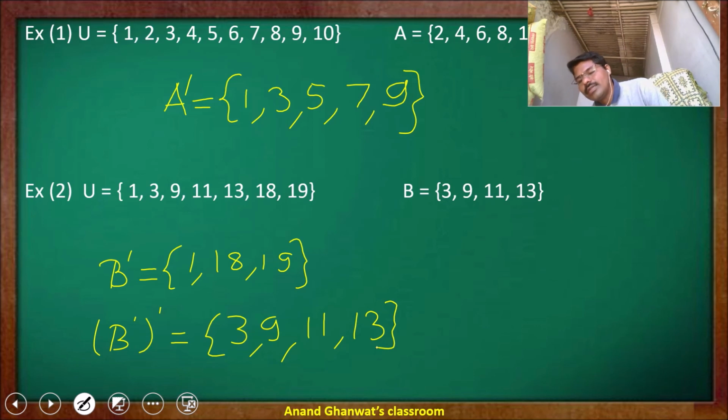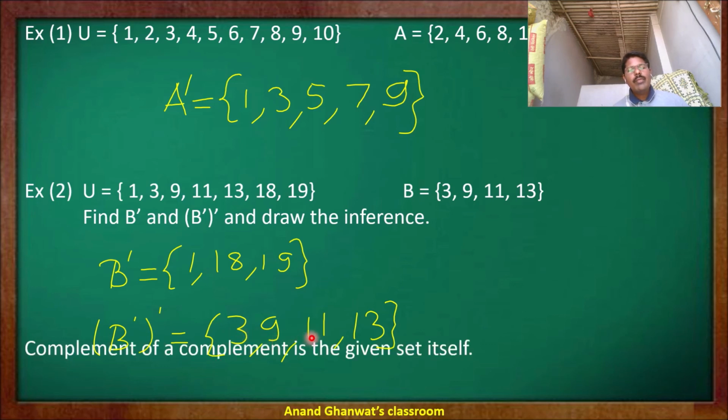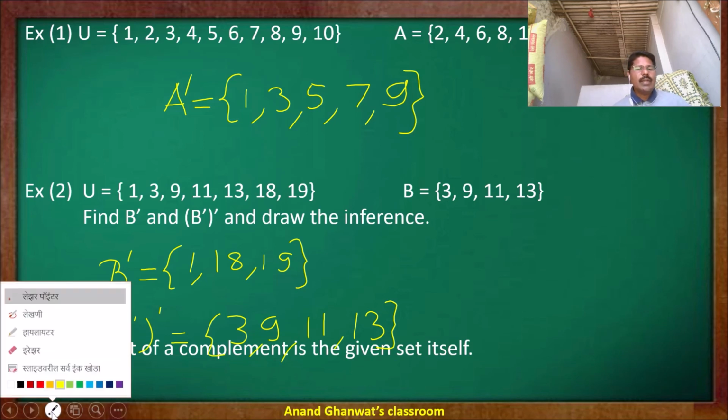Now observe the given set B. B is also having elements 3, 9, 11 and 13, and the complement of B complement is also having elements 3, 9, 11 and 13. Means these two sets have the same elements: all the elements of set B are present in the complement of complement B, and all the elements of the complement of complement B are present in set B. Therefore, the complement of the complement is the given set itself.